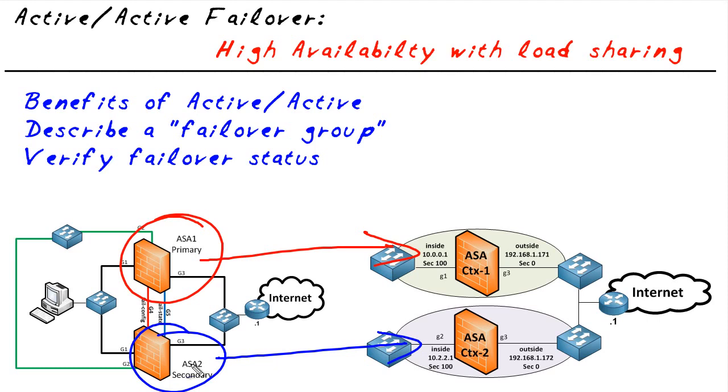So the question is, how do we actually verify who's active for what, and how can we change it if we want to? Well, to take a look at that, let's go to the command line of this first physical firewall, ASA1.